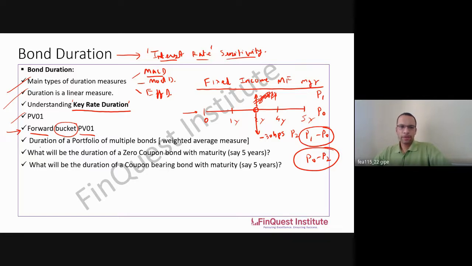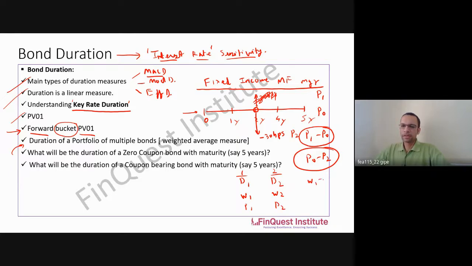Now, we discussed key rate duration. Now coming back to the discussion on duration. If I want to know the duration of a portfolio of multiple bonds, so let's say I have 2 bonds in my portfolio. Let's say I have D1 and D2 as the durations of bond 1 and bond 2. And let's say based on the market prices of these bonds, I have W1 and W2, which is nothing but the weight of these bonds in my portfolio. So let's say the bond prices are P1 and P2.